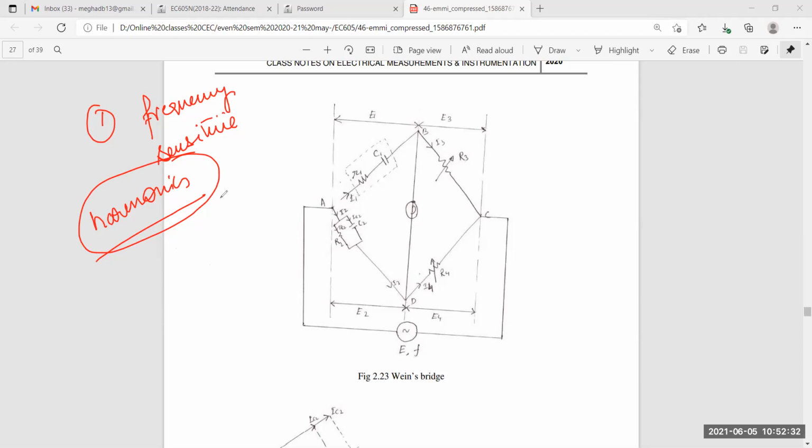I want to show a different picture. Let me see the picture, what they have done.